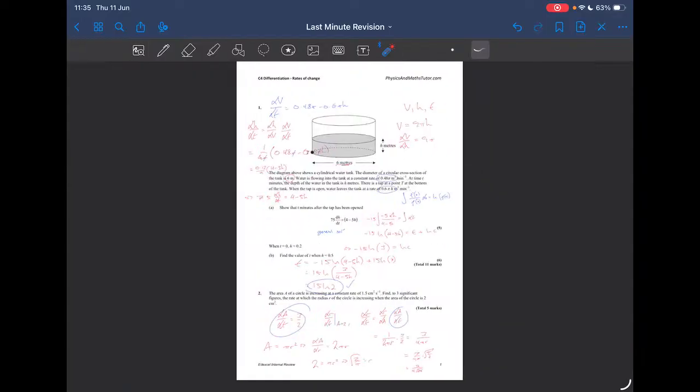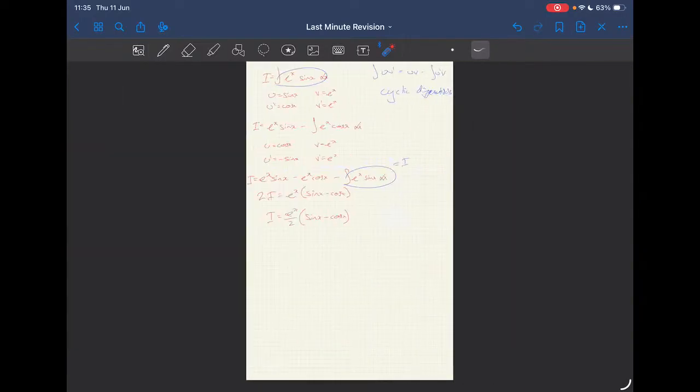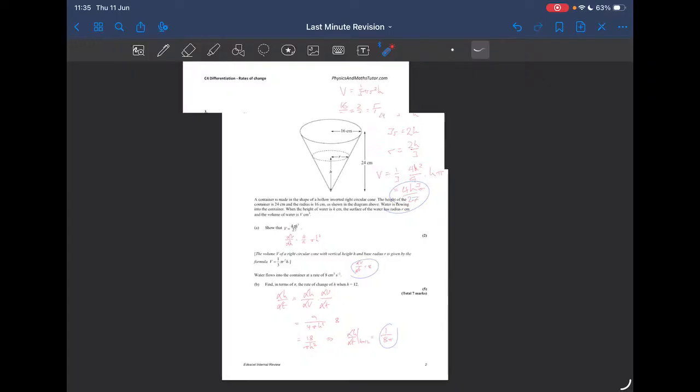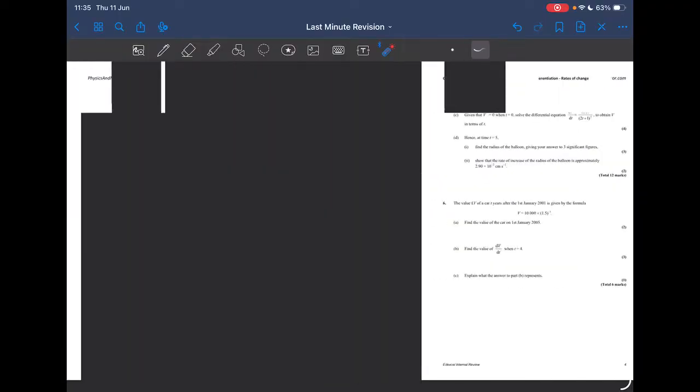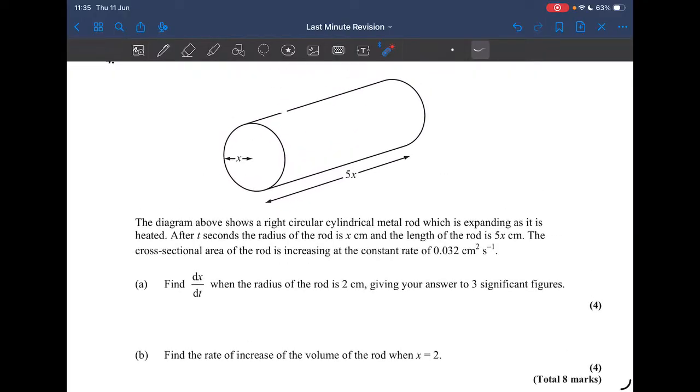I'm seeing which ones people are interested in here, and whether there are any bits that people are generally stuck on. We've done that sort of stuff. Maybe we'll do one more of these. Is there one all on one page? Yeah, we'll do this one.